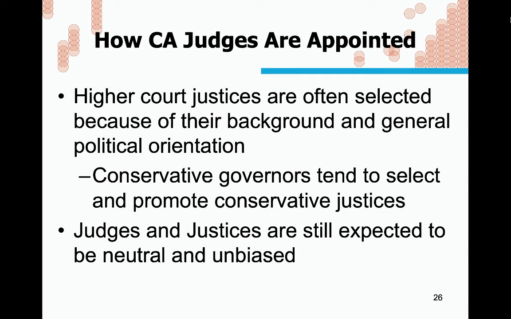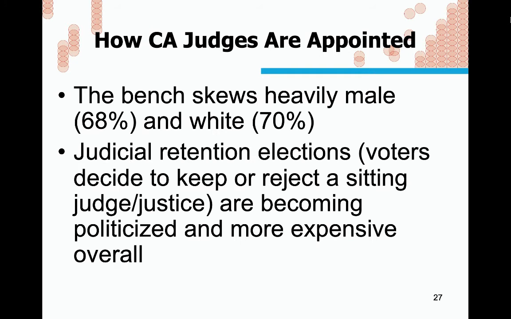Let's see. Higher court justices are often selected because of their background and general political orientation. Not unlike U.S. presidents, conservative California governors tend to select and promote conservative justices. More liberal California governors will tend to select and promote more liberal or progressive justices and judges. However, judges and justices are expected to be neutral and unbiased. This is the expectation. In practice, of course, it's not the assumption when they are nominated, right? So again, it's hard to completely depoliticize the bench.